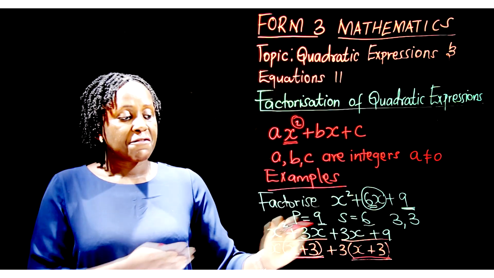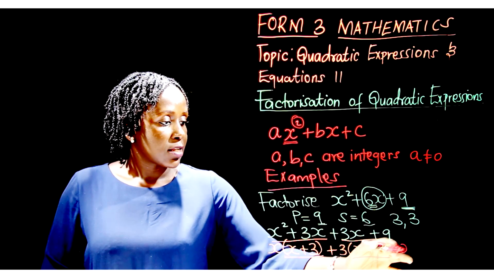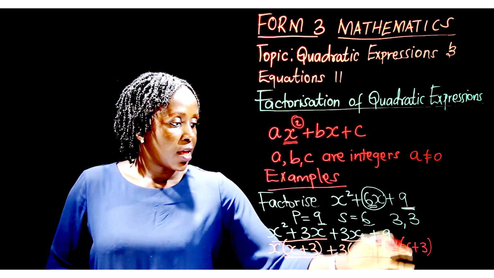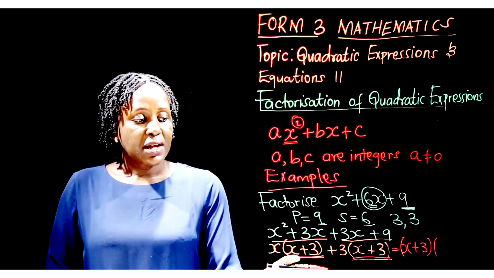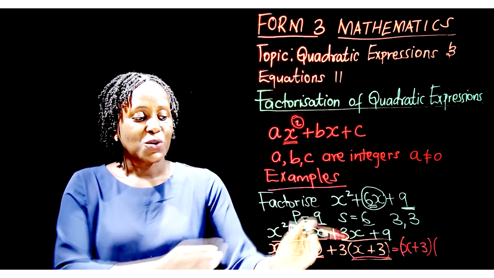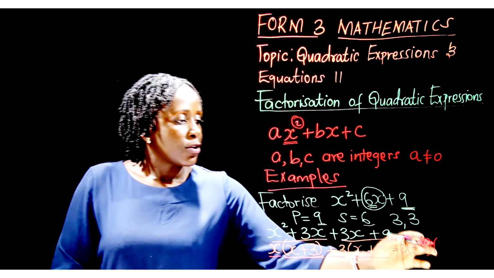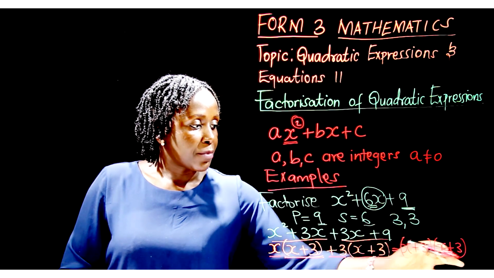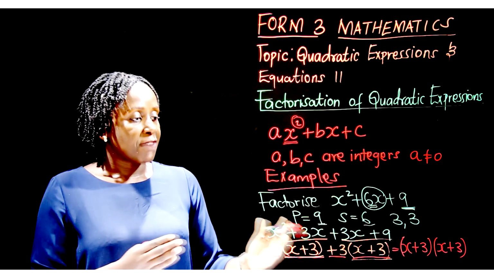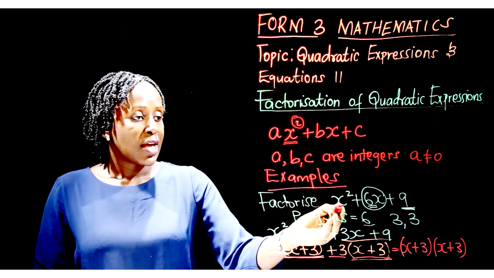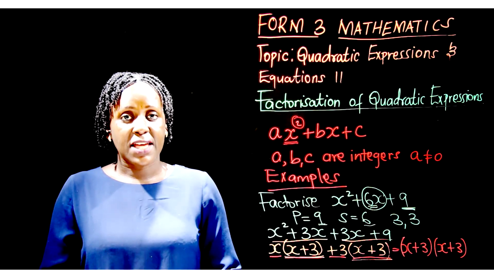That means that the factors are common. So you pick one, which is x plus 3. And then you multiply this factor by the two values outside the brackets that are multiplying the factor inside the bracket. So you have x plus 3, x plus 3. This is the final answer as a factorization of the expression x squared plus 6x plus 9. We are now going to look at another example.